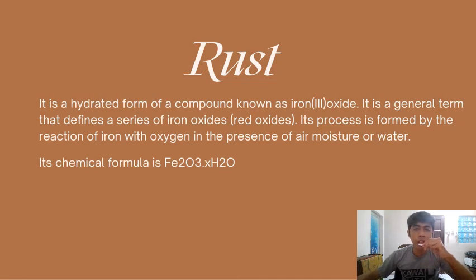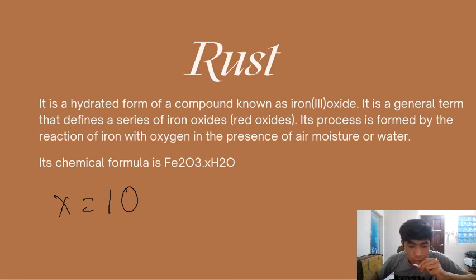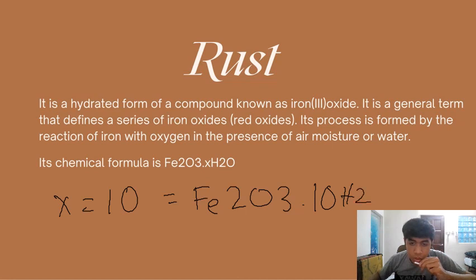What is the x in front of H2O? x varies for a different compound as it can have any number, as it is a coordinate bonded water. Take x equals 10 for rust, which is Fe2O3·10H2O. This means that Fe2O3, ferric oxide, no matter how many water molecules condense, it is rust. The number of water molecules is variable.